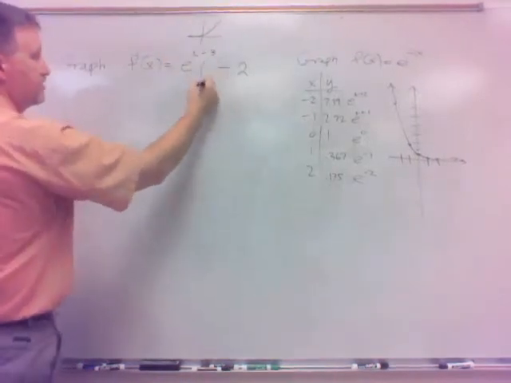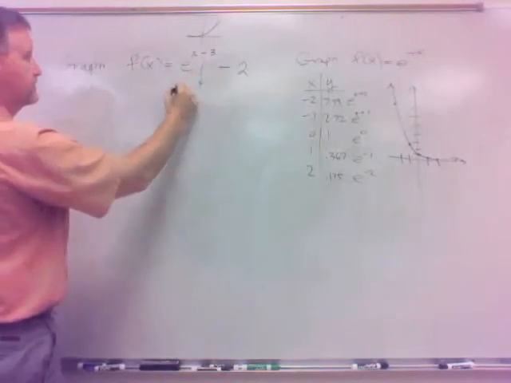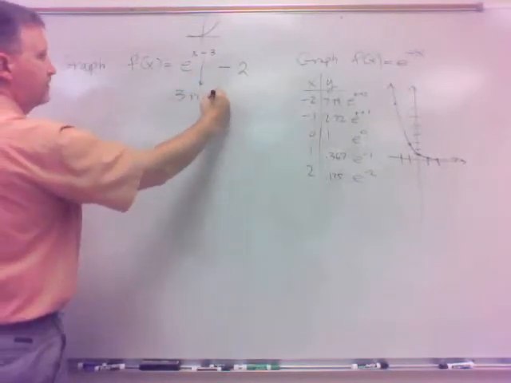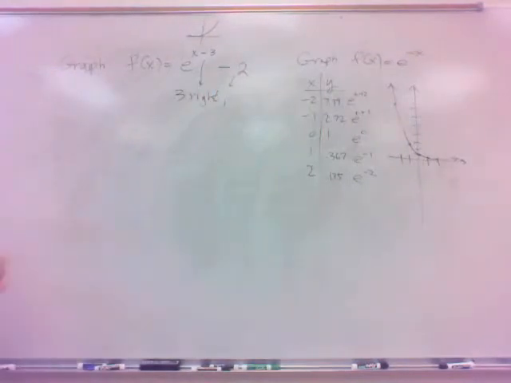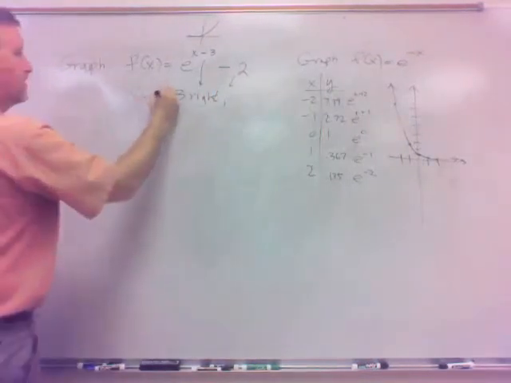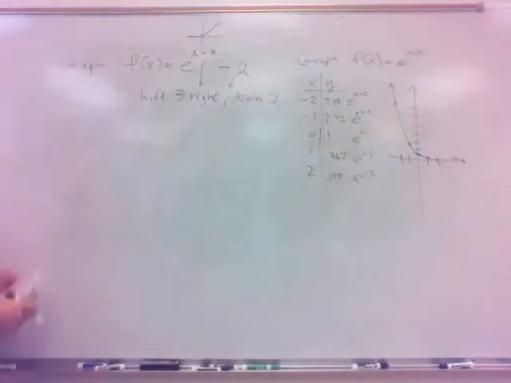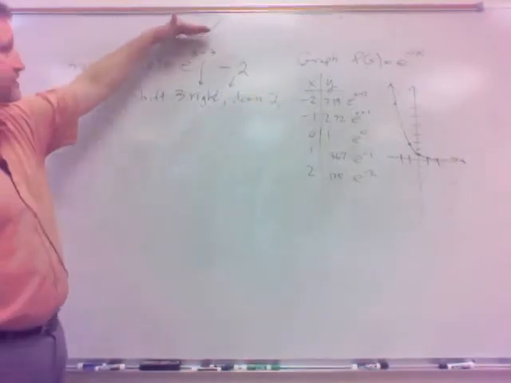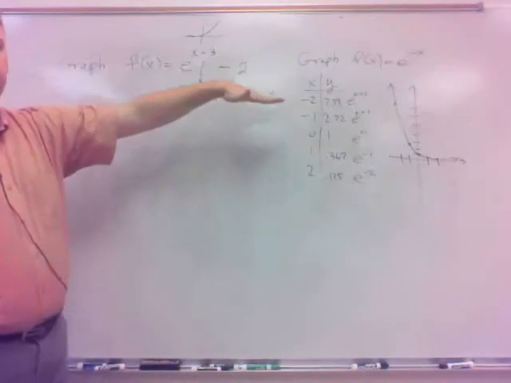What does the minus 3 up here do? That's going to move it right or left. Minus 3 goes to the right. So that's going to take it 3 to the right. Minus 2 being on the outside, that's going to take it down 2, isn't it? So this graph is 3 to the right and then down 2.